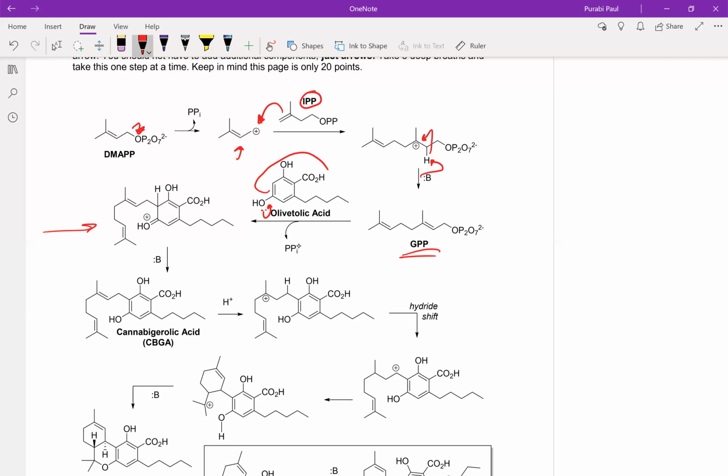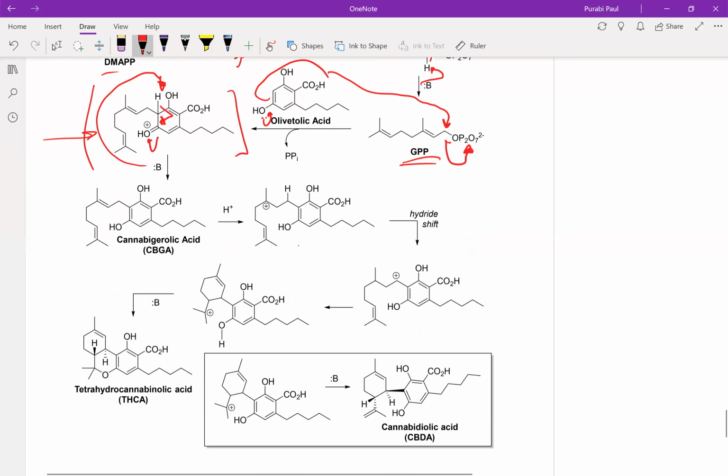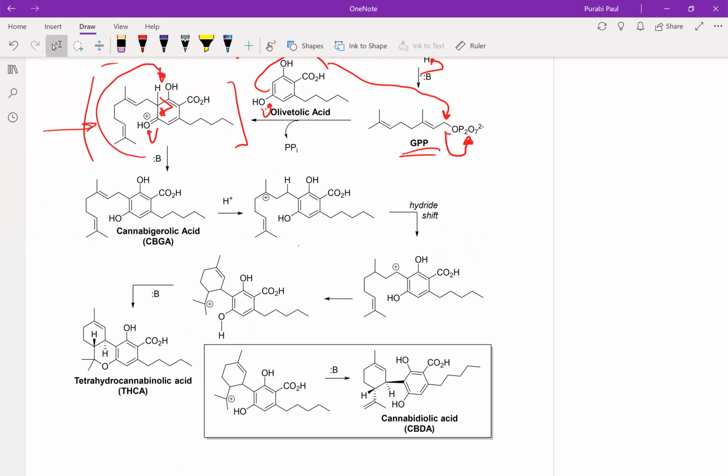and attack this carbocation, and you have nature's best leaving group, which is OPP, that just leaves, and then that forms this intermediate. It may look very familiar. This is a common intermediate in electrophilic aromatic substitution. The carbocation is not very stable there, so it wants to gain the aromaticity back. It grabs the proton, you reform the double bond, and that gives you the hydroxyl back. So this forms cannabigerolic acid, CBGA.